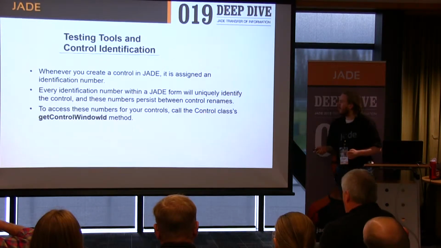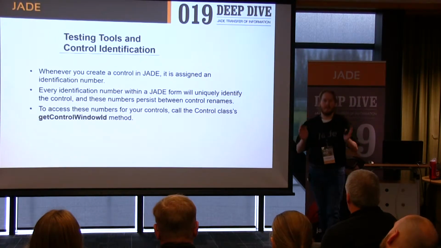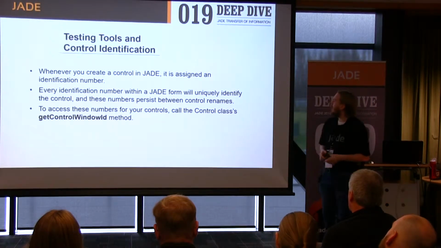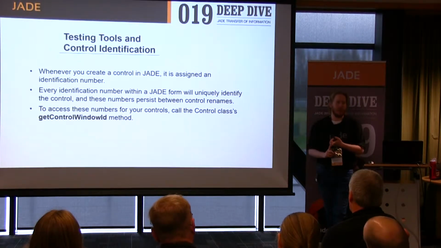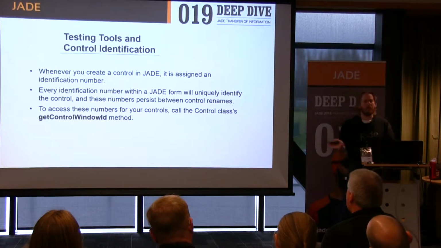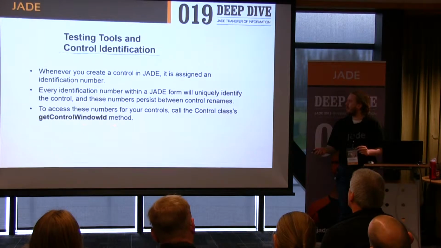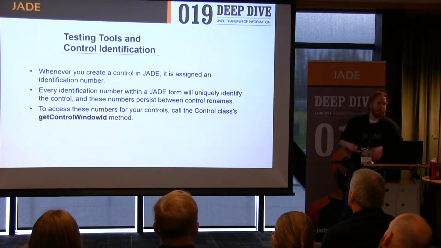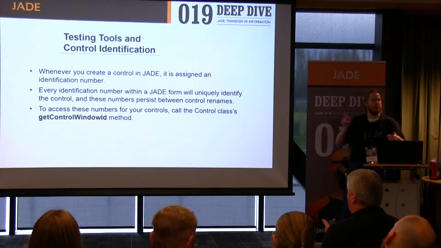We've got this new getControlWindowId method on the control class. What that's going to do is return you a number that represents the control that is unique, so it's going to be different for every control, and it's going to persist between things like control renames. So you can change any property you want on the control, you can even change the name of the control itself, and it will still have the same Windows ID. So if you're using a third-party tool, you'll probably need to use that method to get the ID numbers so that those third-party tools can find your controls and interact with them.